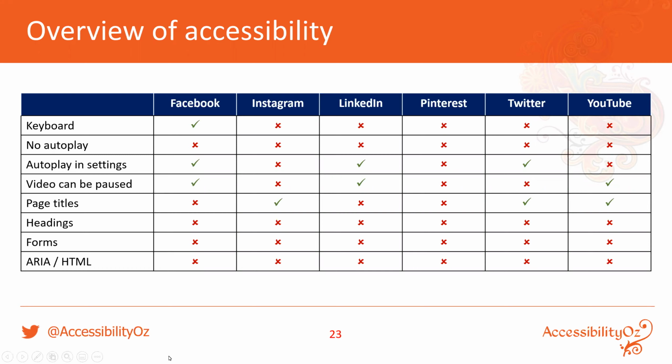But really, when you look at this, you find that Facebook only passed 3 things, Instagram 1, LinkedIn 2, Pinterest none, Twitter 2, and YouTube 2. So that's pretty bad.